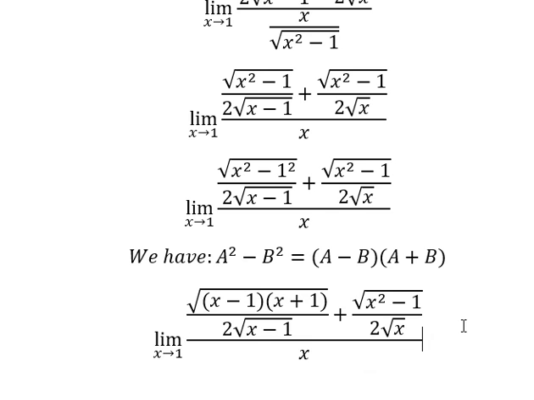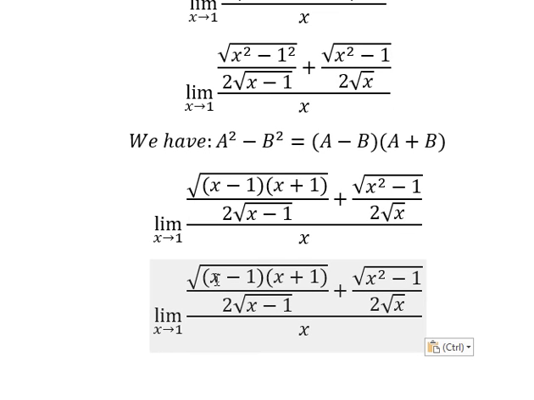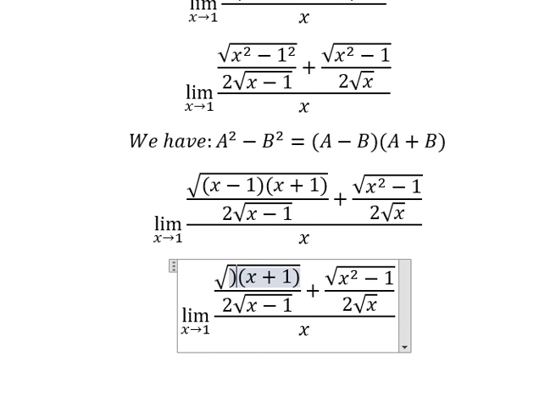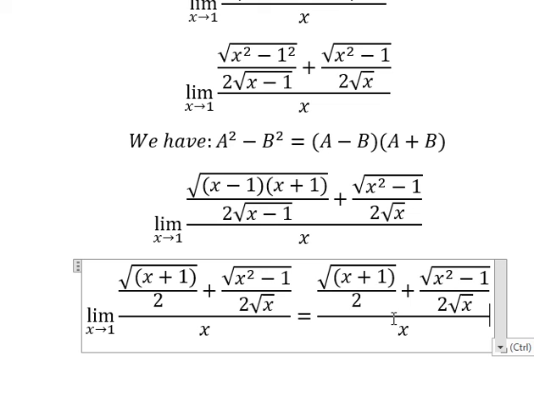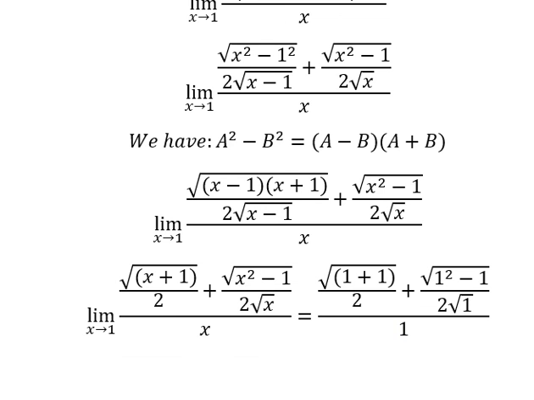Next, the square root of s minus 1 and the square root of s minus 1 cancel. And now we substitute number 1 here, here, and here. So we have the final answer: the square root of 2 over 2.